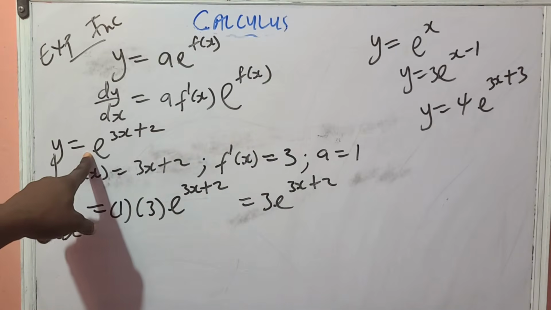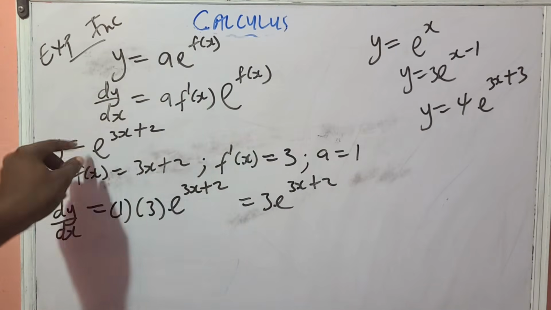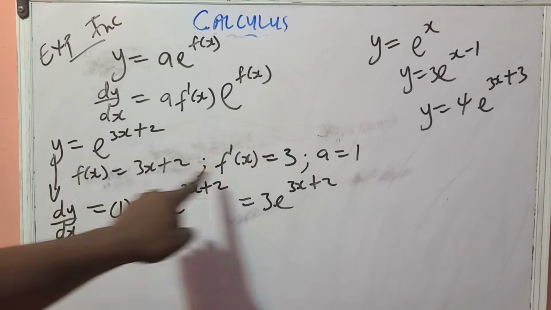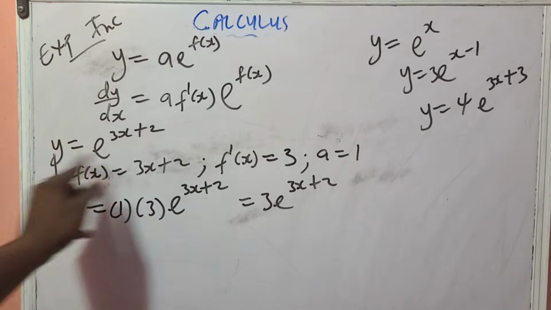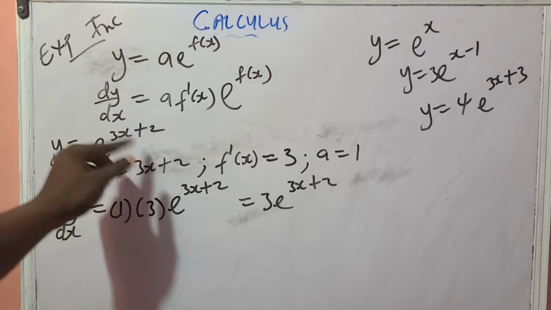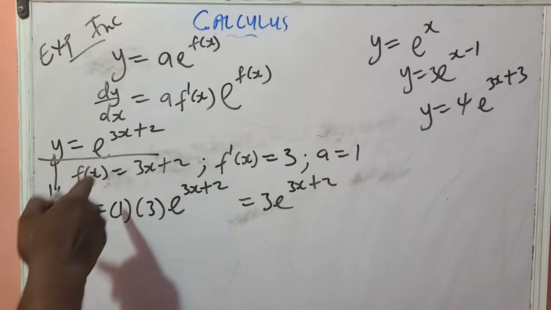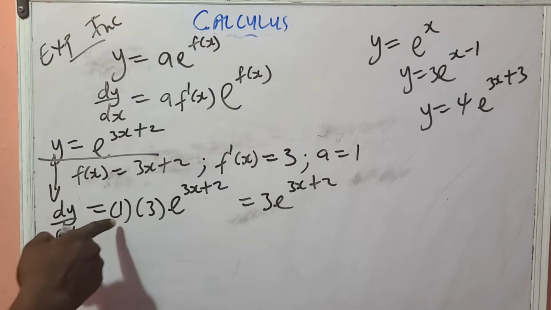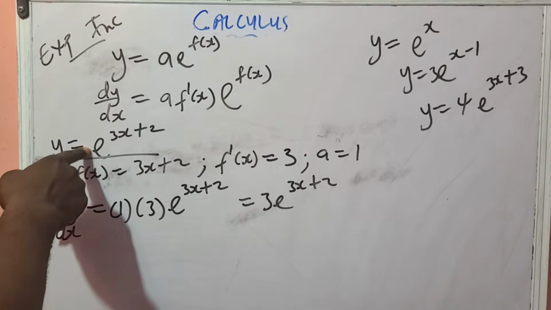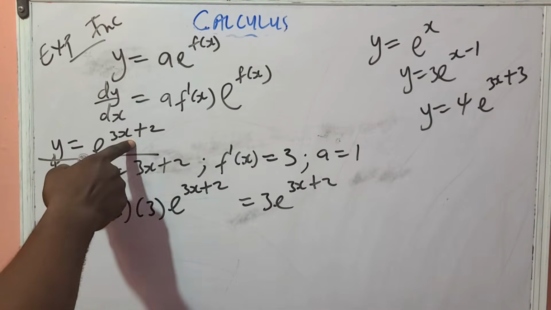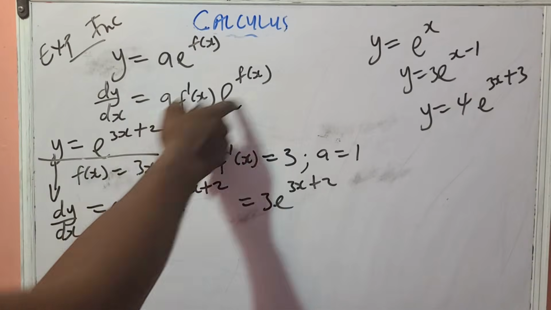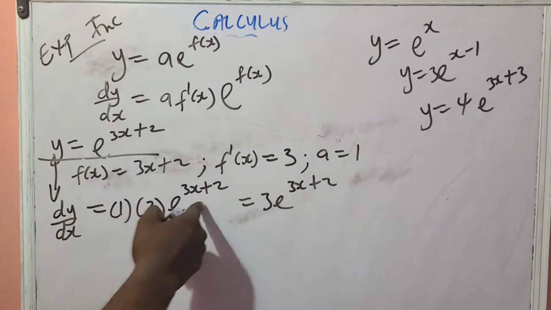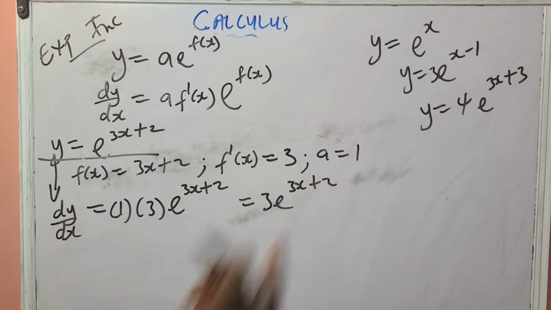Now we went on to identify what is our a. That means what's the coefficient of the exponential function. In this particular example, the coefficient here is 1. So our a is 1. So the answer for the derivative of the whole function, that means differentiating y with respect to x, dy over dx, will be the coefficient, that's a, times the derivative of the function. You can see it here, the derivative of the function, that's 3. And then you go on to repeat e raised by fx. So this is 1 times 3, that's 3 e raised to 3x plus 2.